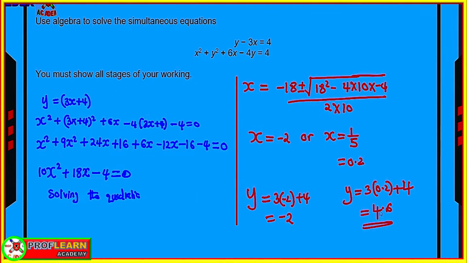Then once we have the two values of x, we substitute them into y equals 3x plus 4, and basically this translates to -2, and for the second part, when we substitute 0.2, we get 4.6. Now we have solved the simultaneous equations because we have pairs of values of x and pairs of values of y.